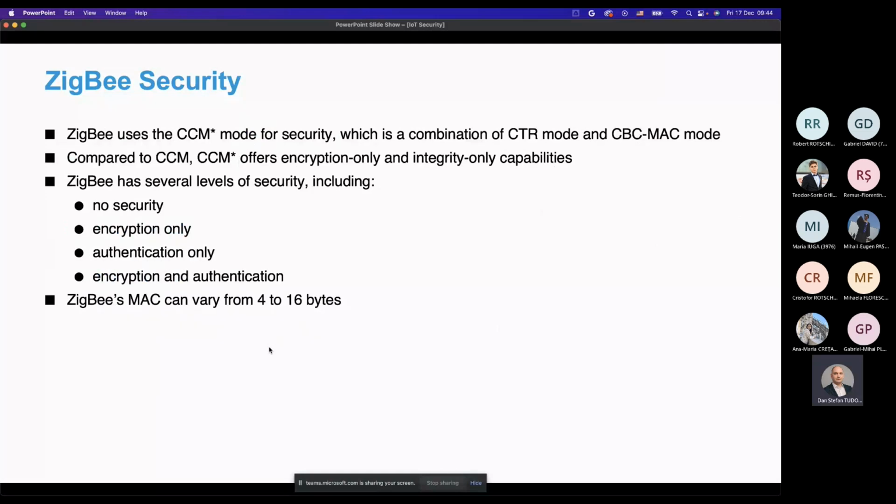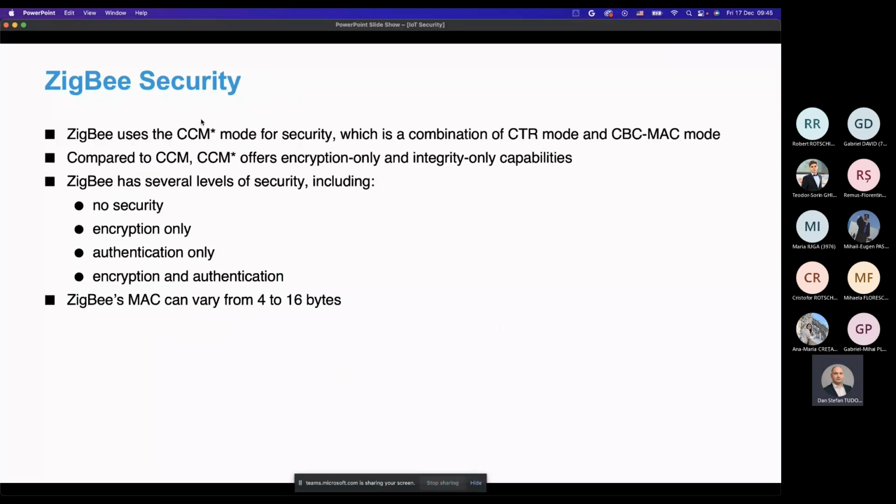So Zigbee also uses the CCM mode. It's a special mode for its security services, which is also a combination of CTR and CBC-MAC modes. Compared to CCM, the CCM* mode offers encryption-only and integrity-only capabilities. So it's similar to the specifications of 802.15.4, but it has several layers of security added that provide, let's say, a more compelling argument for security in Zigbee networks.